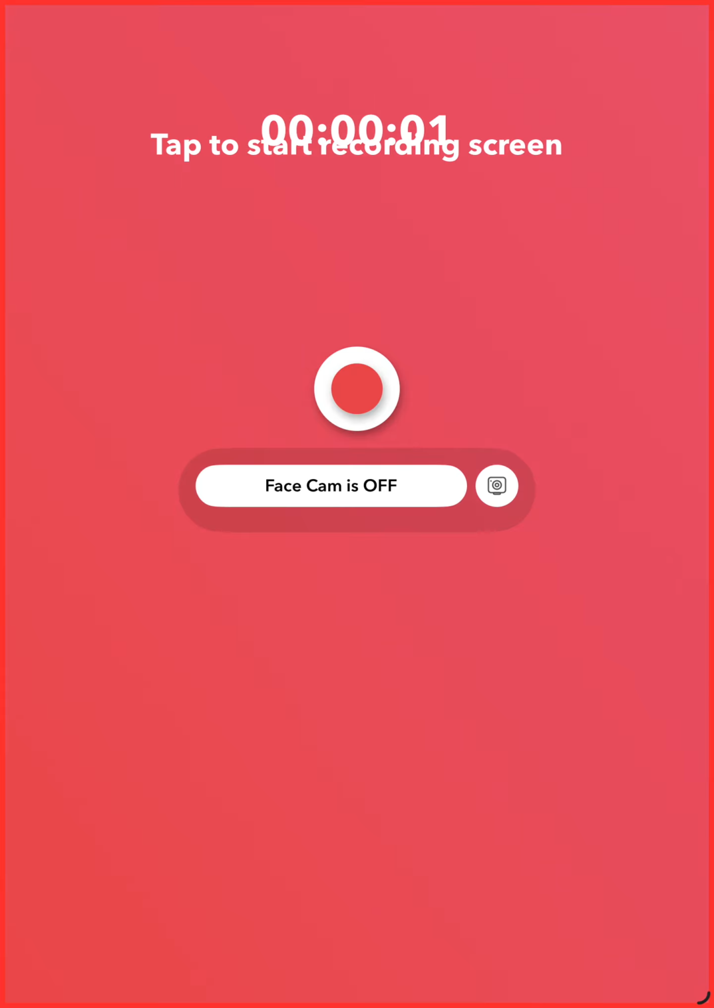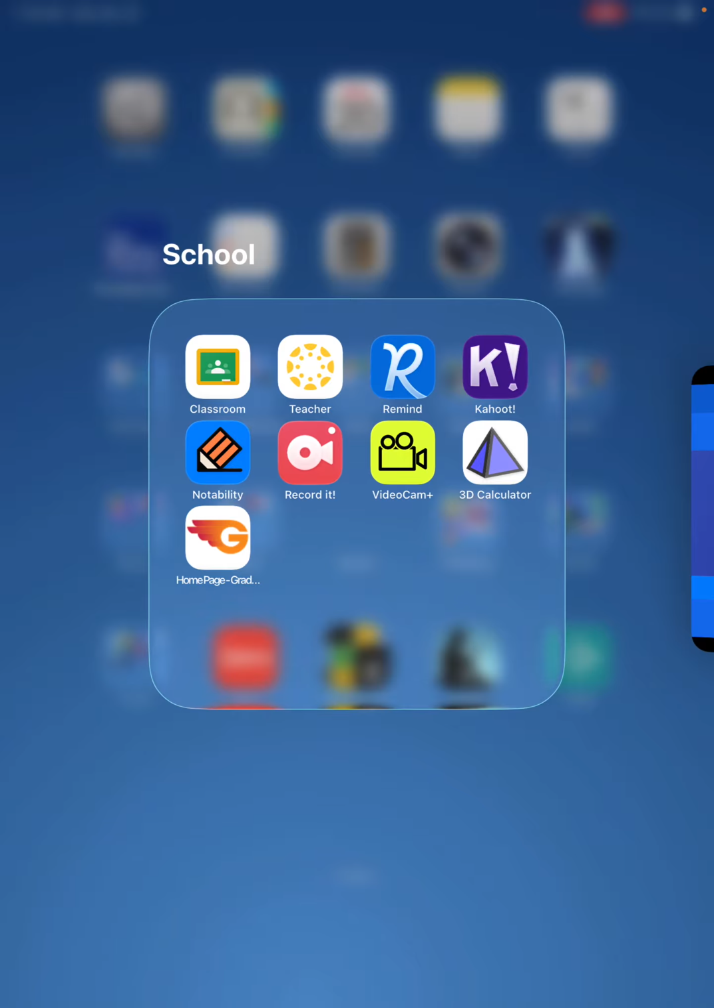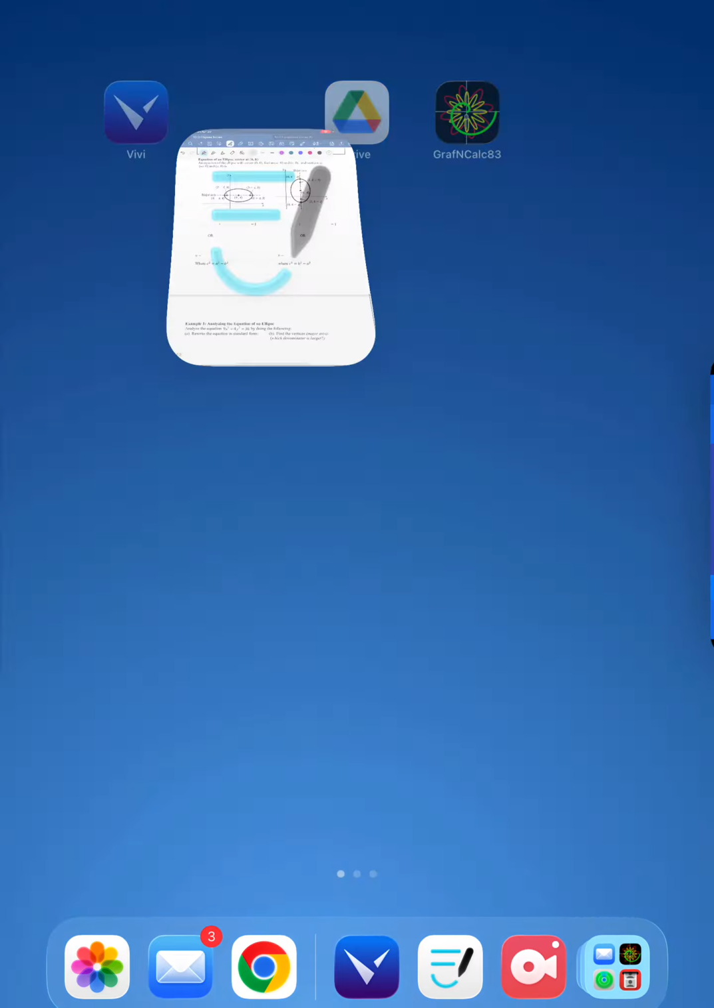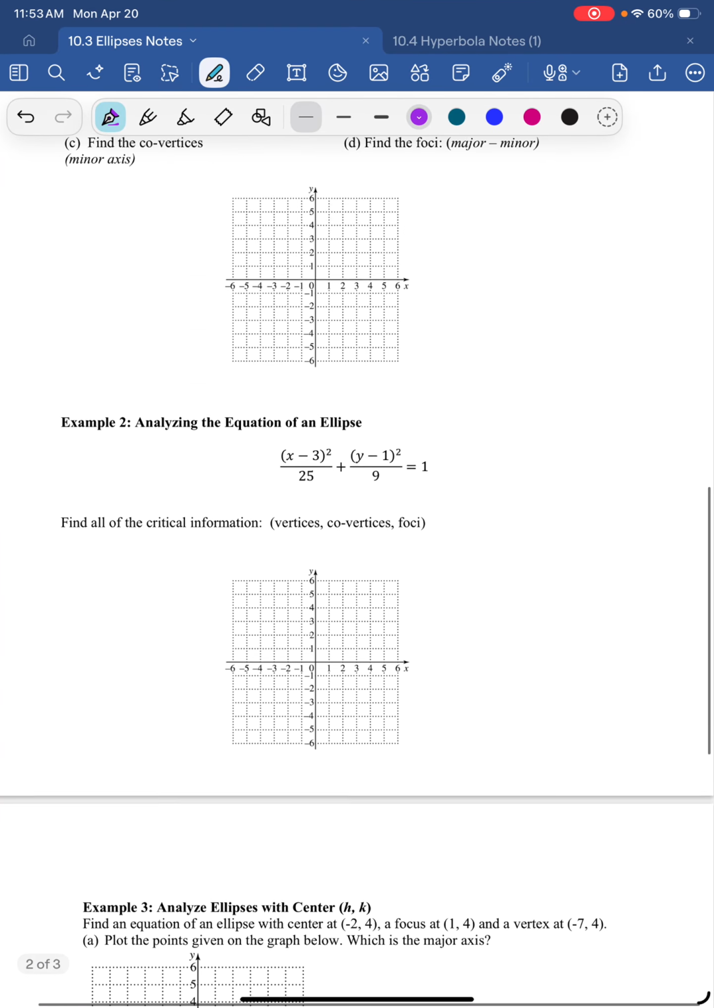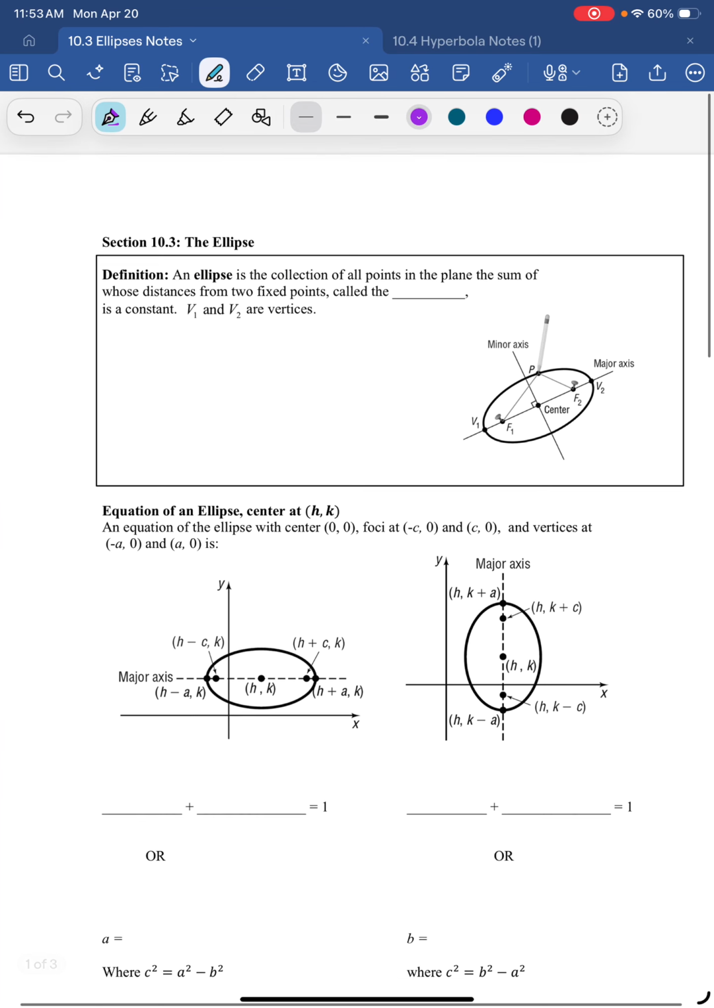All right, Spartan fans, you would need to pick up a note sheet from the sub, and today we are going to talk about the ellipse.